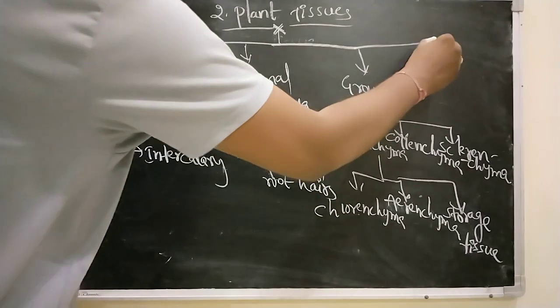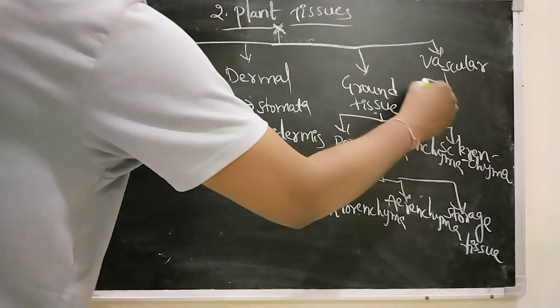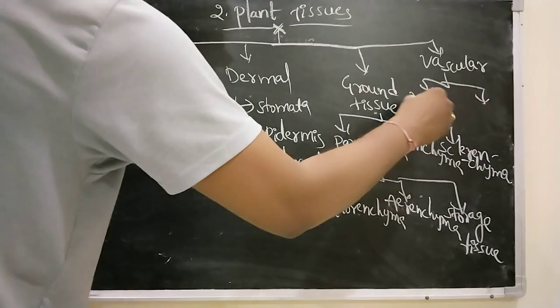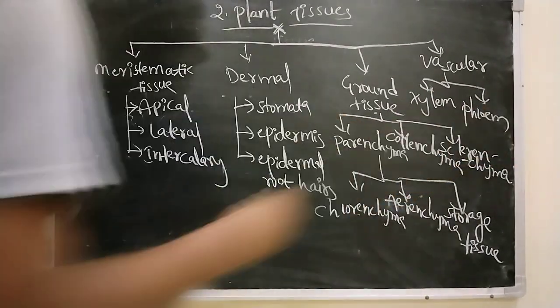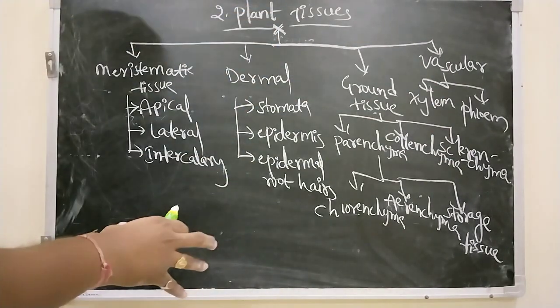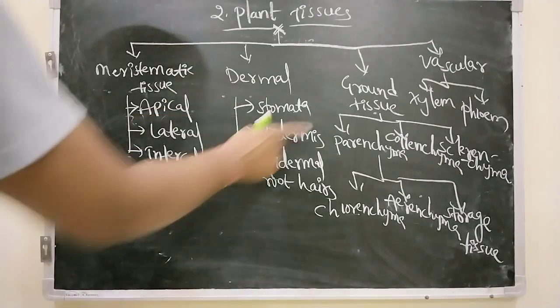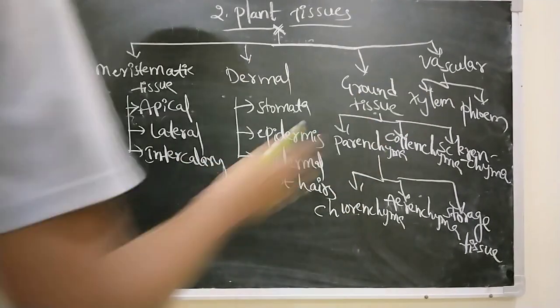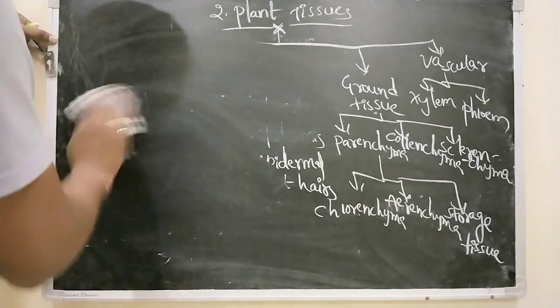And fourth one, vascular tissue. This vascular tissue consists of two types of tissues: xylem and phloem. Okay, so this is the complete picture of the different types of plant tissues. Meristematic tissue consists of these three, and then dermal tissue, ground tissue, and vascular tissue.